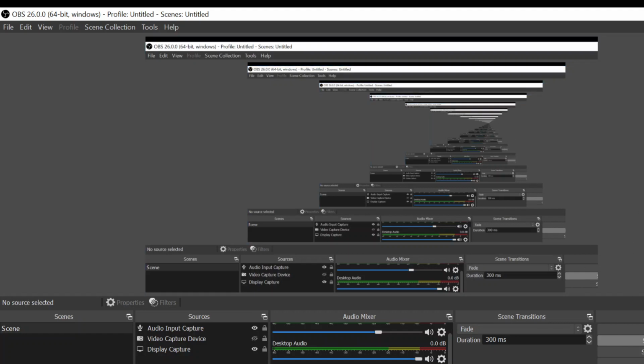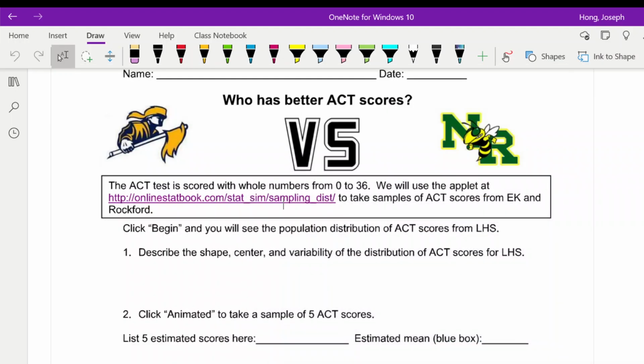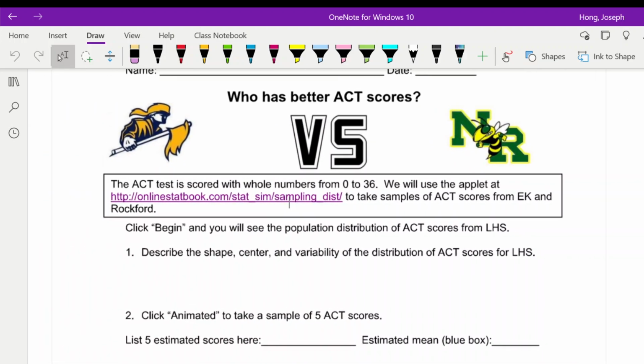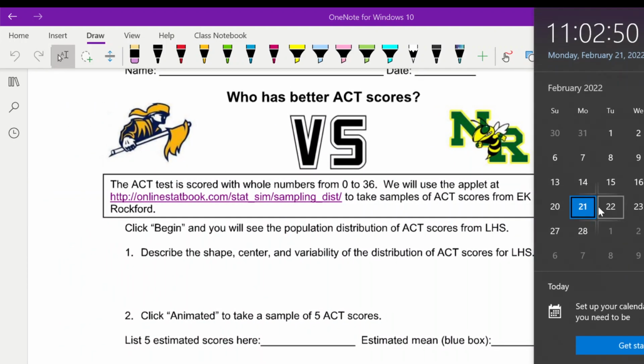Start the recording. Hello, class. I'm on vacation. The date right now is 2/21 at 11 a.m. in California. Well, it's like 9 o'clock in California. But we're going to get started.